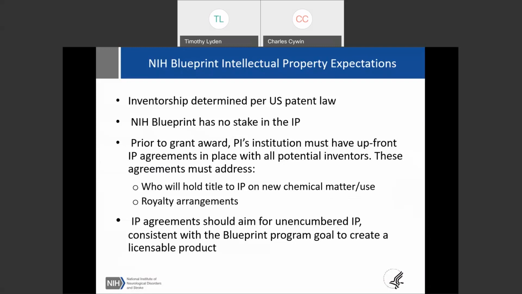Any royalty agreements and such, you do according to what you normally would do with any vendor that you would deal with. IP agreements should aim for being unencumbered, though, consistent with the program, so that you can create a licensable project.